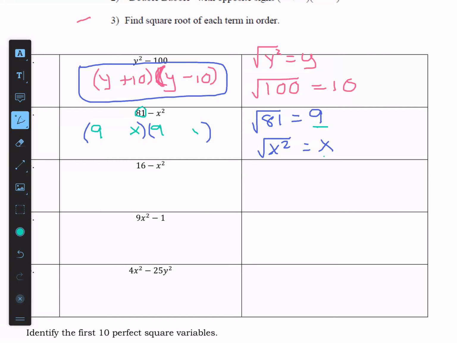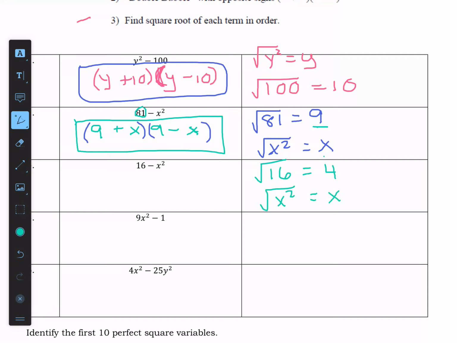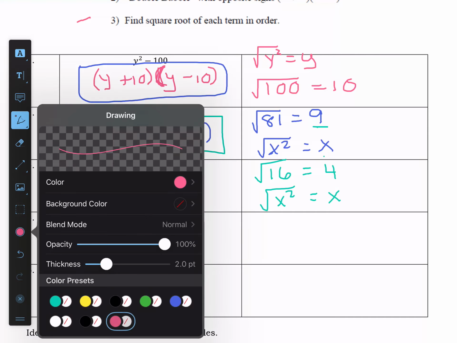So now when we're putting the values into our double bubble, notice that on this problem, the number actually came first. So that means I'm going to put the 9 in the front of each bubble. And since the x came second, I'm going to put the x in the back of each bubble. And one guy will be plus, and one guy will be minus. Okay? All right, let's keep going.